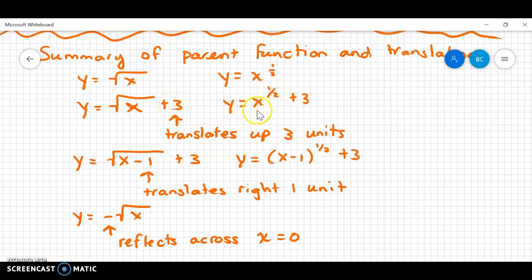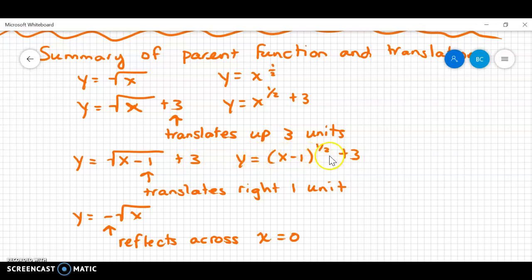Again, another way to write this is y equals x to the 1/2 plus 3. And I'm hoping that you're seeing the similarities with quadratic functions written in vertex form, because that will really help you remember a lot of this. Our next one is if I have something under the radical symbol, that actually translates my function right and left. So if I have -1, it's going to translate my whole graph right 1 unit. And then this plus 3 again is going to translate it up 3 units.